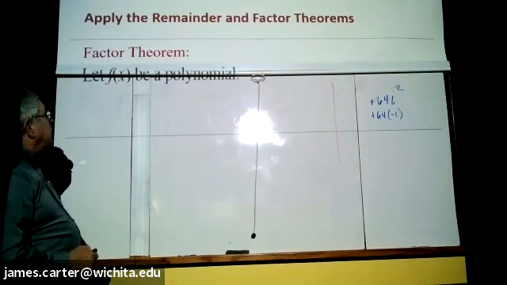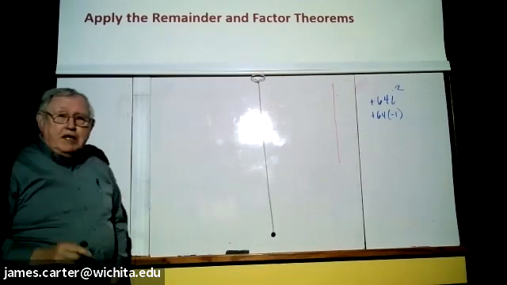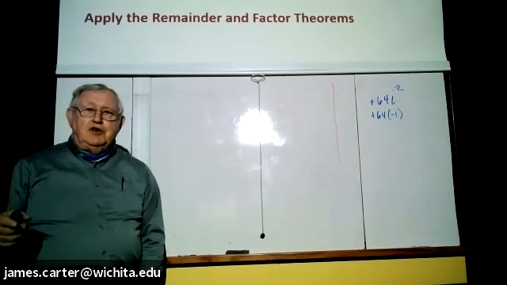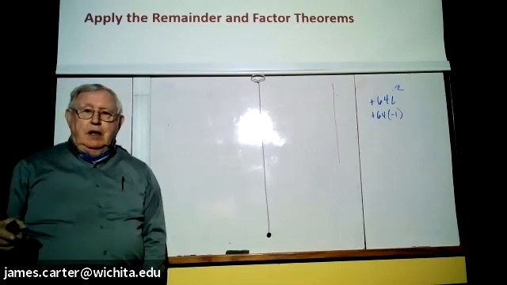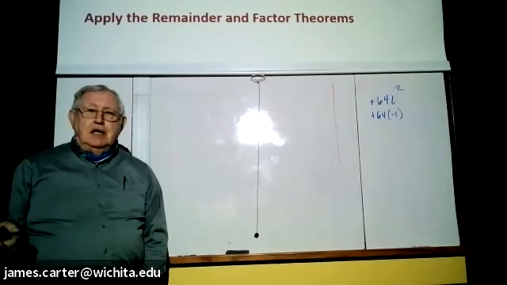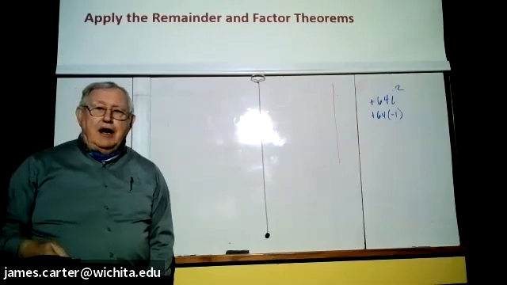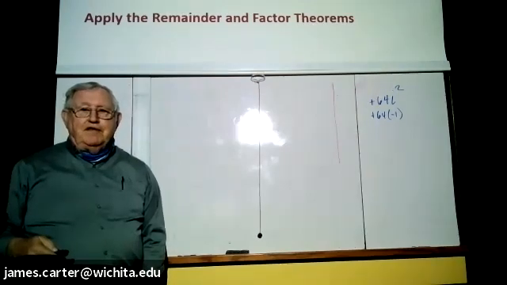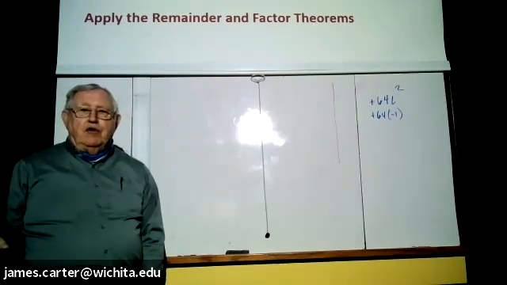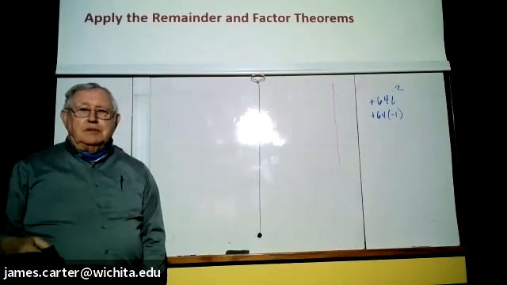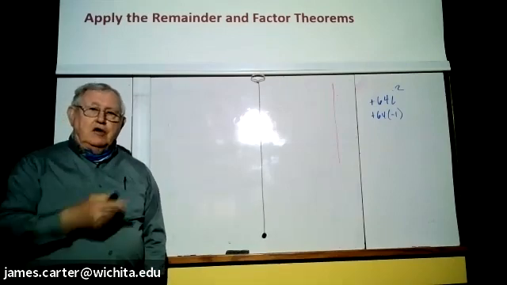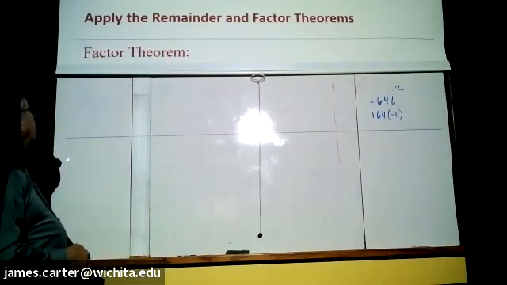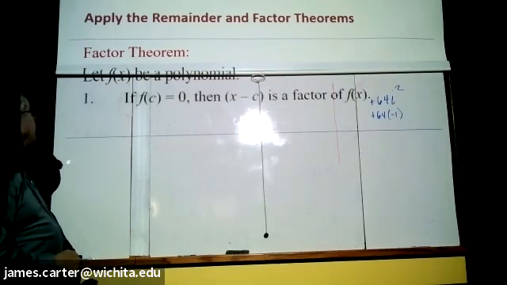The factor theorem. Now, on the remainder theorem, the thing that you need to know is that if you get a remainder, then that means that you did not have a factor you were dividing by. It's not a perfect factor. However, that remainder becomes the y value for whatever you divided by. And we'll show that a little bit more next week. Okay, the factor theorem.